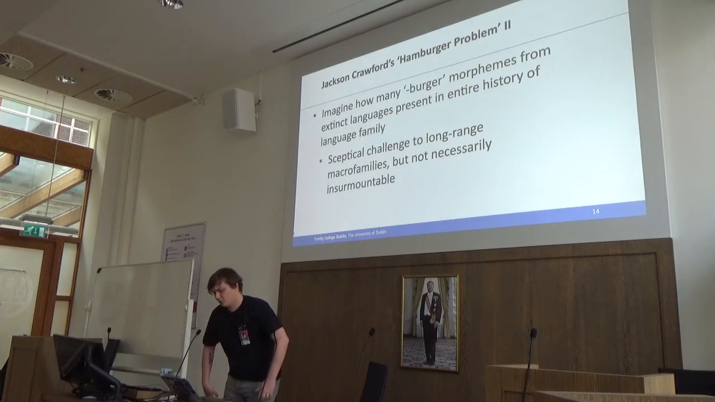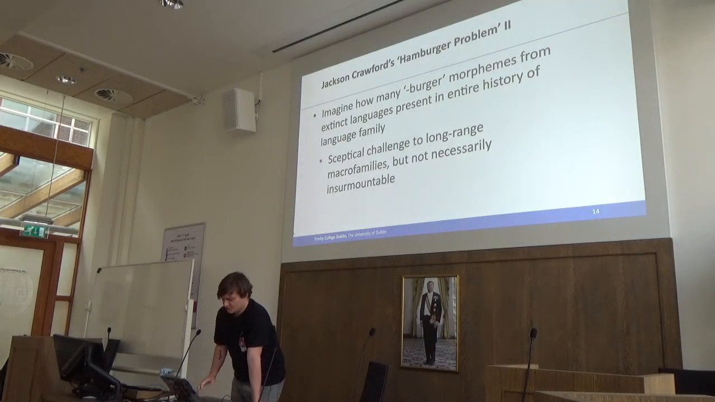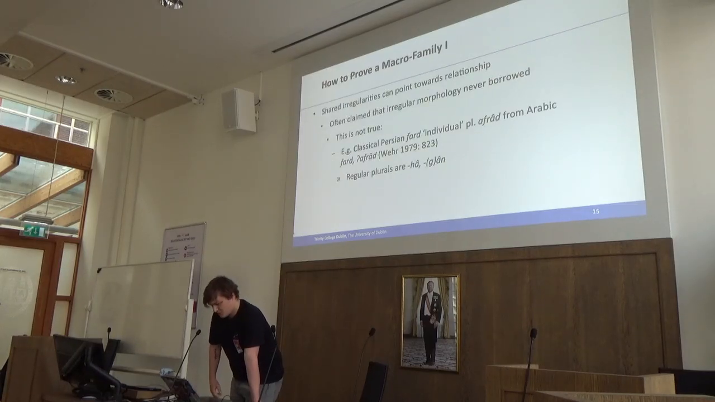Imagine how many burger morphemes from extinct languages are present in the entire history of every language family that we know. This is a huge skeptical challenge to long-range macrofamilies, but I still think that this is not entirely insurmountable. So shared irregularities can often point to a relationship, although irregular morphology can be borrowed. So a lot of languages that borrow from Arabic have borrowed Arabic irregular plurals, for example. And if Arabic didn't exist, we would probably think these are reconstructible to the proto-language, right?